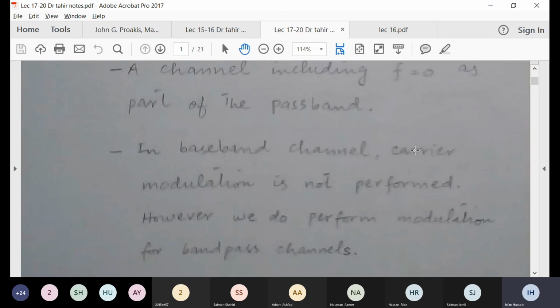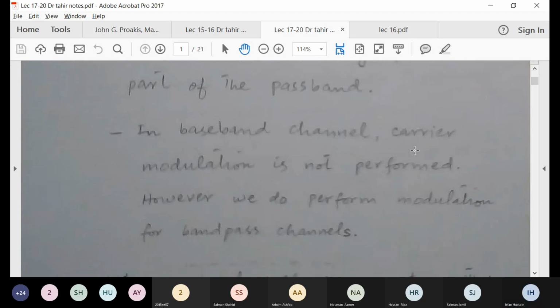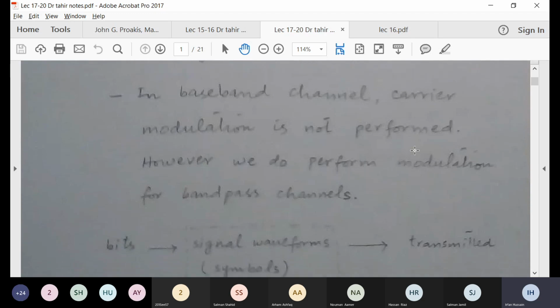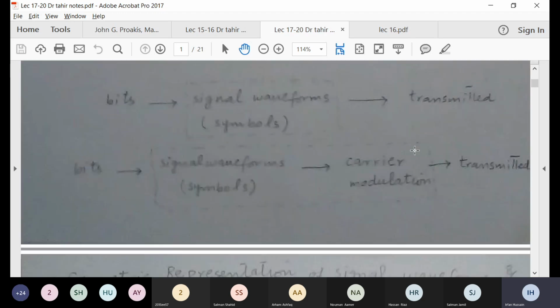But many times we have a passband channel, which you can also call bandpass. So in baseband you have no carrier, but there you have a carrier. The signal waveforms are modulated onto a carrier, which we studied in analog FM, and then they will be transmitted.